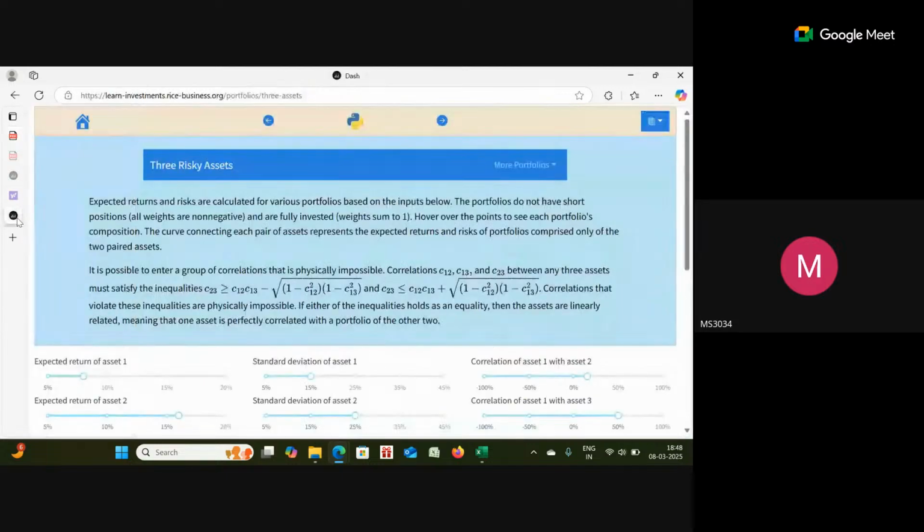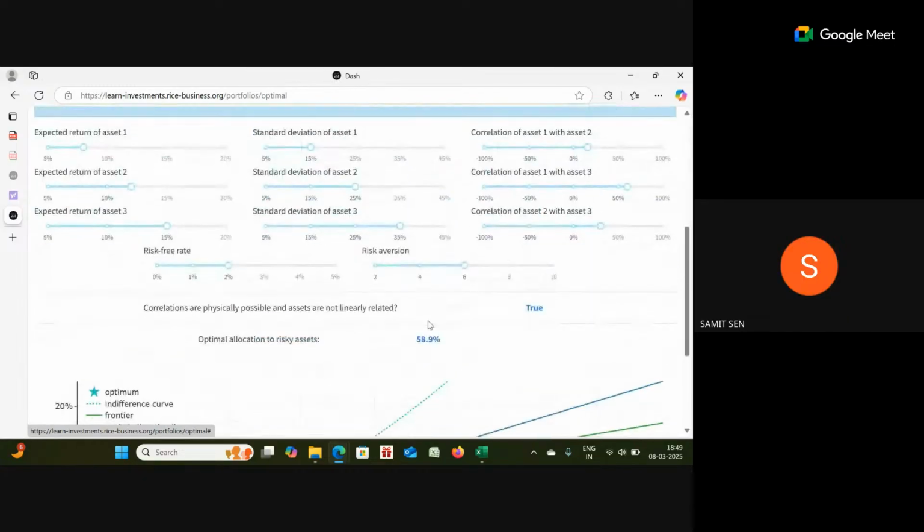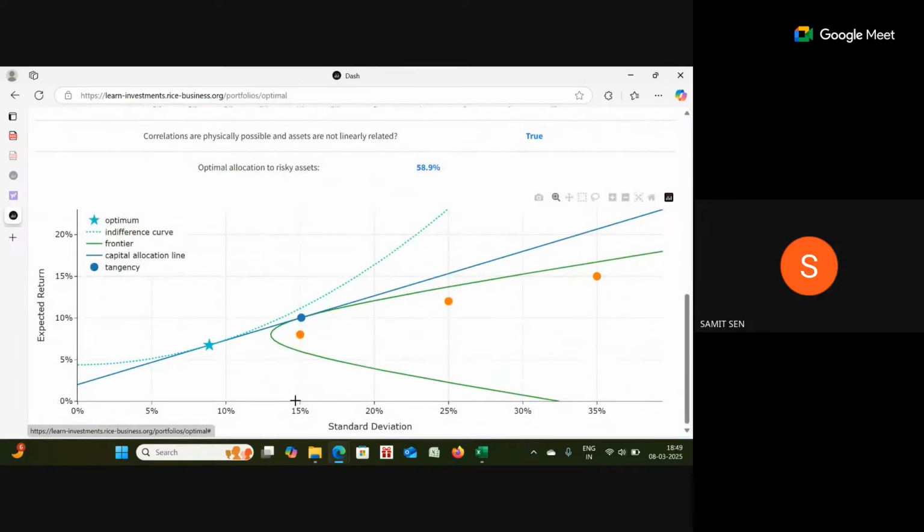If you go to the Rice Business School platform, there... Is it possible, sir, that when I am finding the optimal capital allocation point, that star point, the intersection between the Sharpe ratio line and the indifference curve, different indifference curves can touch different points of this straight line, right? The indifference curve has a beautiful property that they do not cross each other. Okay, are the indifference curves parallel to each other? Yes.